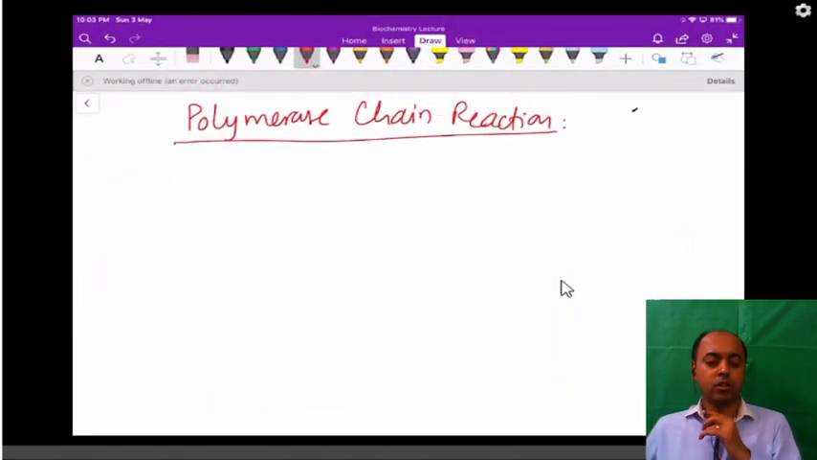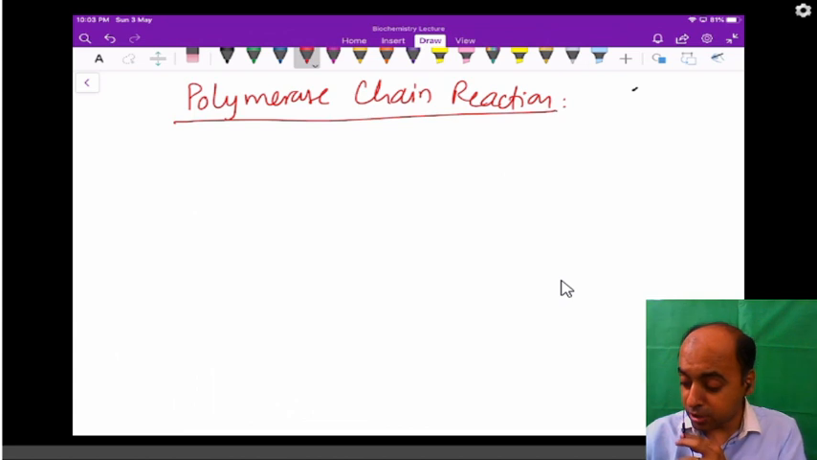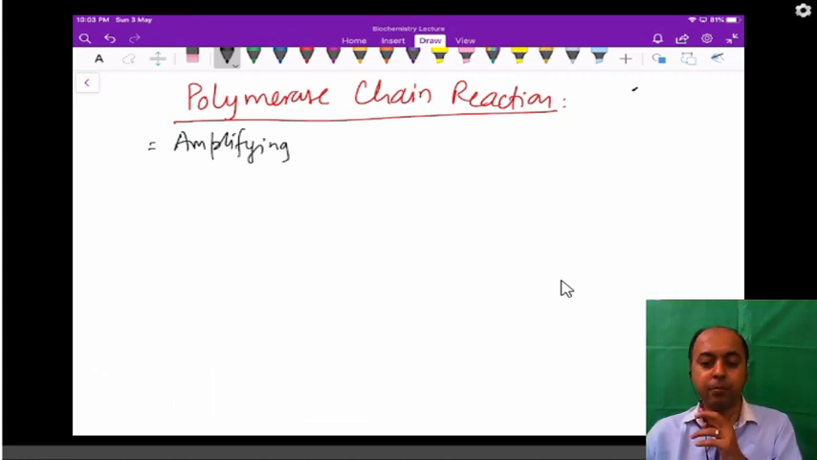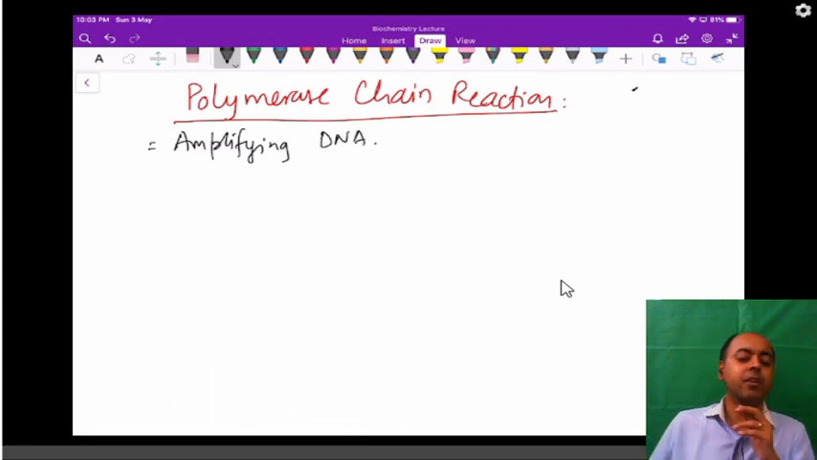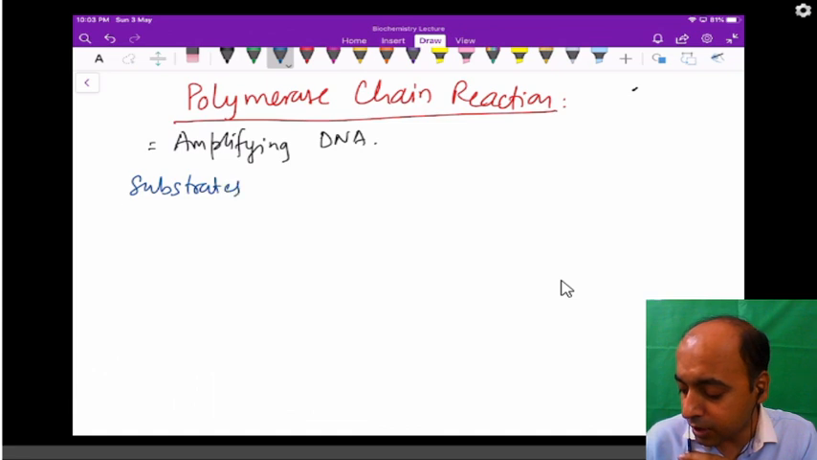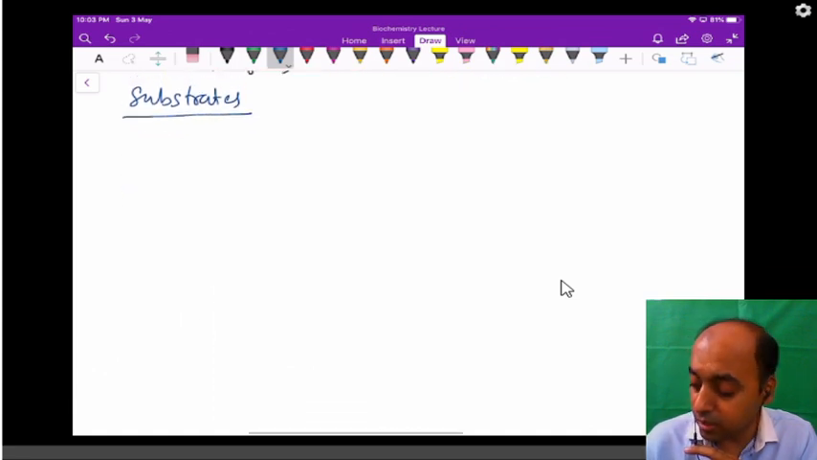Now let's quickly talk about the polymerase chain reaction. I am sure all of you know what is polymerase chain reaction. The polymerase chain reaction is used for amplifying DNA. Right? So for the polymerase chain reaction, you should know two things. Number one, what are the substrates that will be required for the polymerase chain reaction? And number two, what are the steps of the polymerase chain reaction?